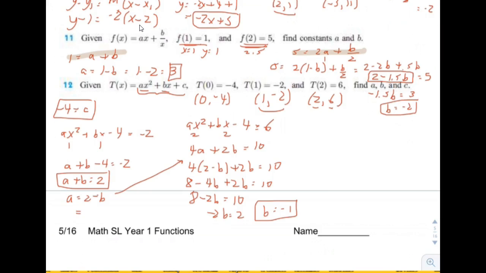And so a is equal to 2 minus negative 1, which is equal to 3. So a is equal to 3. Okay, and we found a, b, and c, right? a, b, and c. And that's it for page 4.